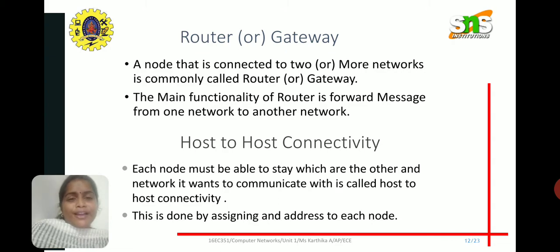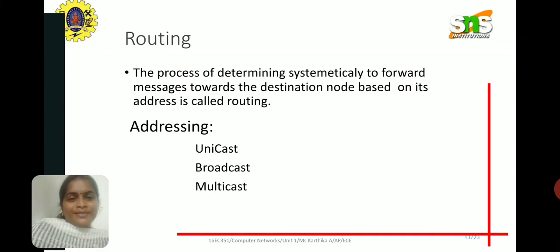What is host to host connectivity? We know that host-to-host connectivity is done by assigning an address to each node, that is, a sender address and a receiver address. Previously we discussed IP addresses, same thing. We have different IP addresses for the sender as well as the receiver. Okay. Routing.